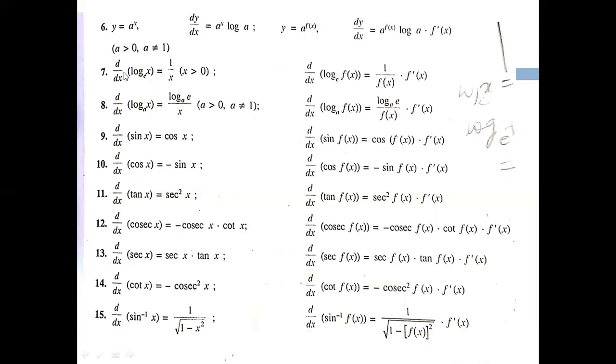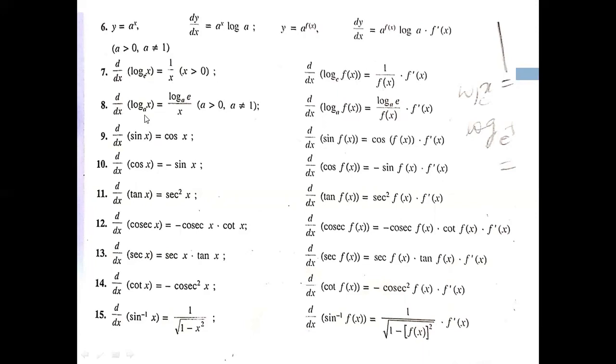Seventh one, the derivative of log x base e is 1 by x where x is greater than 0. The derivative of log f of x base e is equal to 1 divided by f of x, and the derivative of f of x is f dash x by the chain rule.